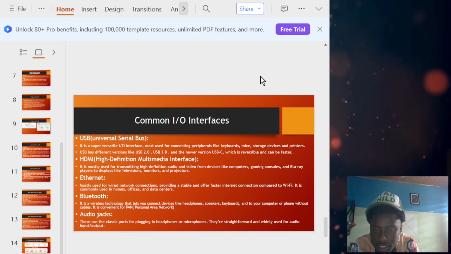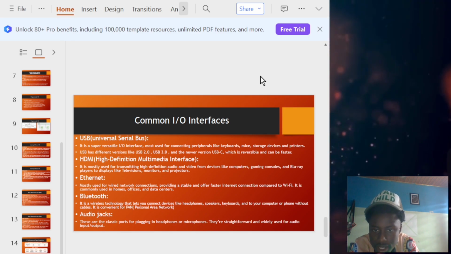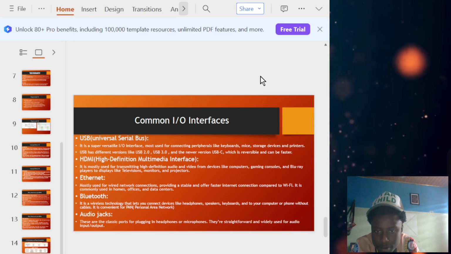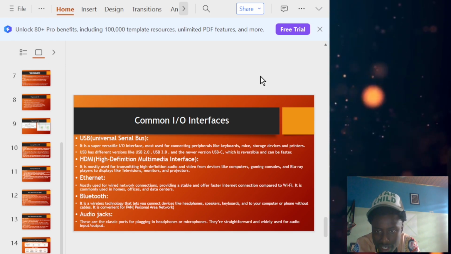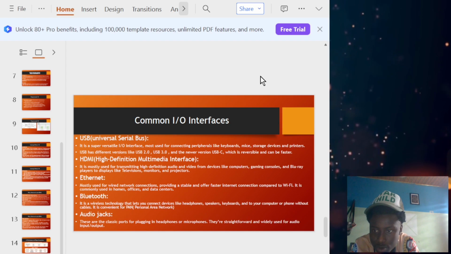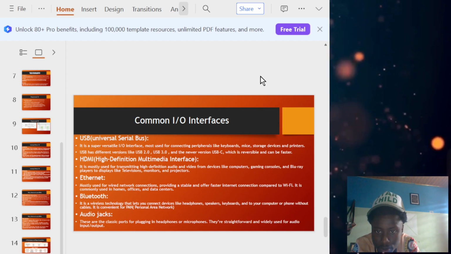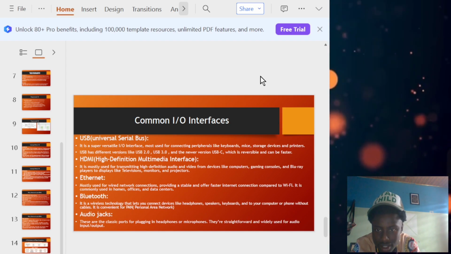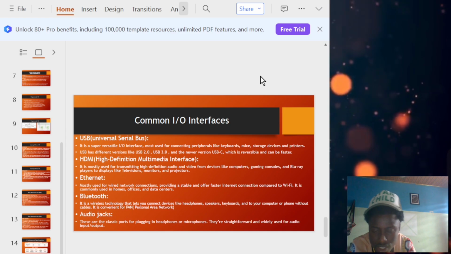And we have the HDMI, the High Definition Multimedia Interface. The HDMI is mostly used for transmitting high definition audio and video from devices like computers, gaming consoles, and Blu-ray players to displays like televisions, monitors, and projectors.